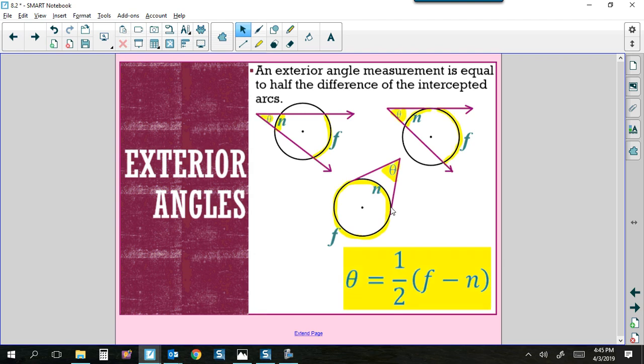For this last one right here, when you have two tangents, I mentioned how you're always using the full circle.